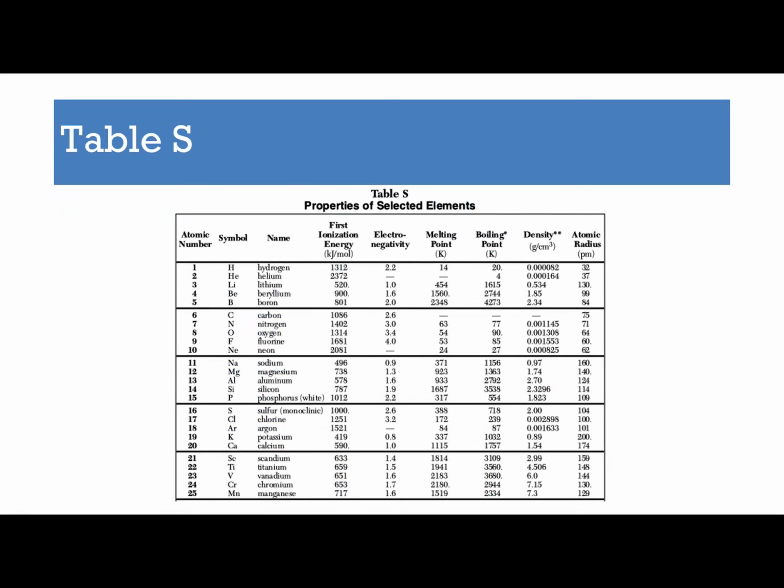So here's a quick picture of table S. Couldn't fit the whole thing on one slide, but it has atomic number, symbol, name, ionization energy. We'll talk about that when we get to the periodic table. Same with electronegativity, and literally all of this stuff. Okay.